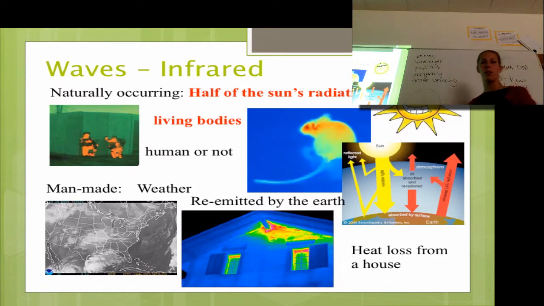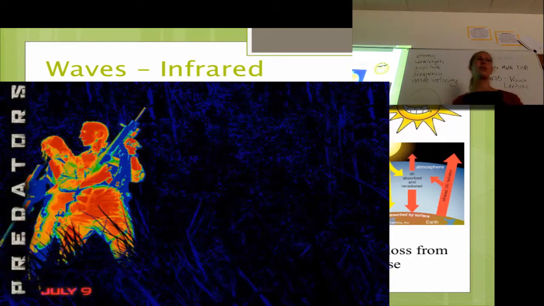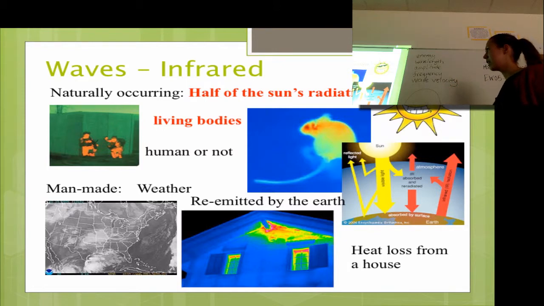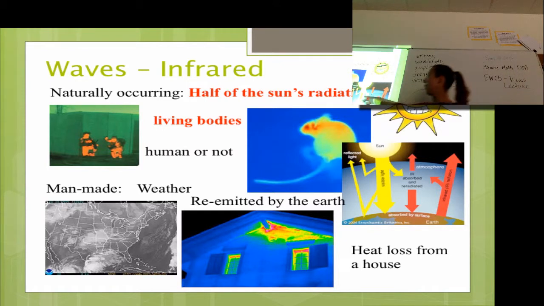Also, living bodies produce it. I don't know if any of you have seen Predator. It's a scary movie from the 80s with Arnold Schwarzenegger in it. That Predator dude can see infrared. There are animals that can see infrared. Does anybody know one particular creature? No. Bats. No. Snakes. Yes. Snakes can see infrared, so snakes can see that little mousey right there and eat it.